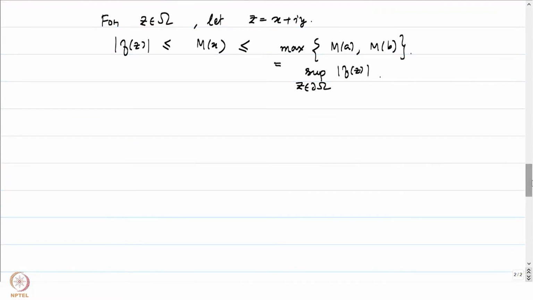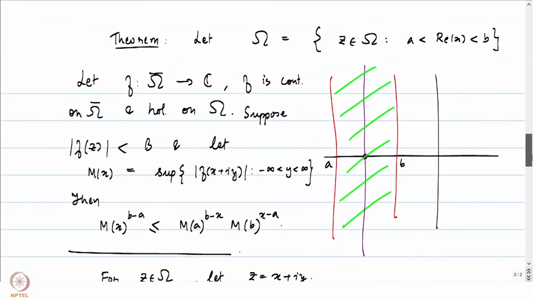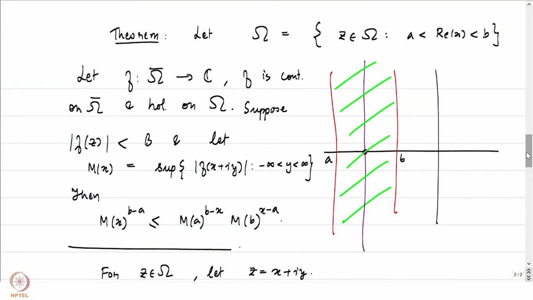All right, let's give a proof of this statement. Let's just go back to the statement and see what it did. The theorem states that if we have a function f which is holomorphic on the green shaded region and such that it is continuous on the closure, then m of x, which is defined as the supremum on the say purple line, where the purple line hits the real axis at the point x, that supremum is going to satisfy this particular inequality.